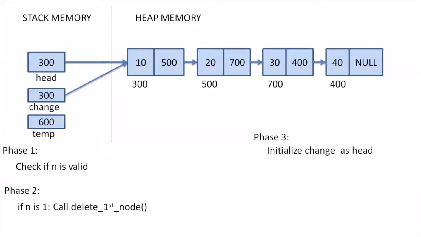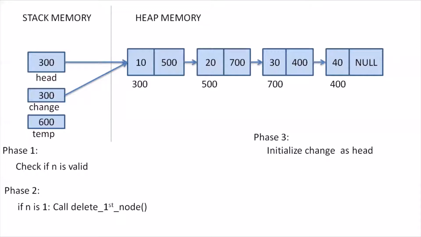Hence, in phase 2, we first check if n is equal to 1 or not. If n is not equal to 1, then we move on to phase 3. In this phase 3, we initialize another pointer to struct node type called change as head. So both change and head point to the first node of the linked list.